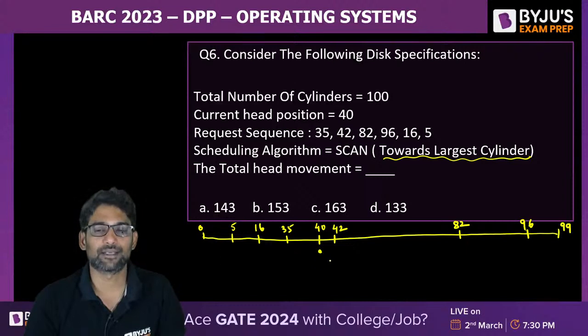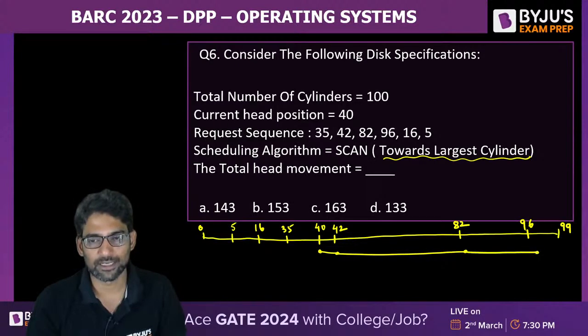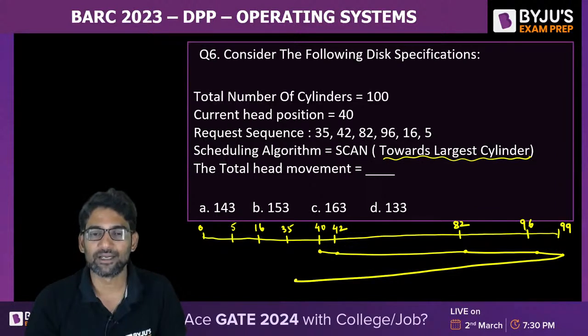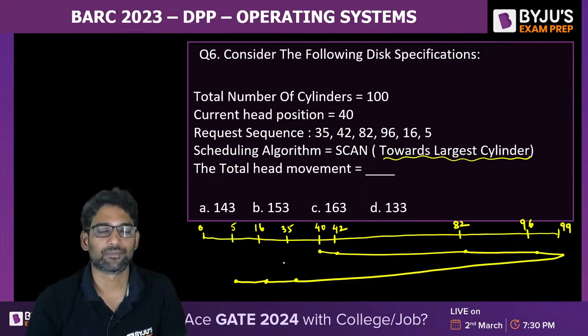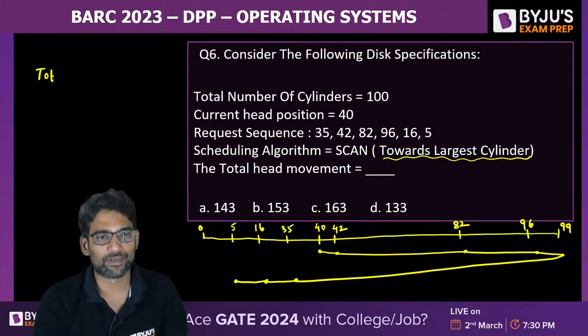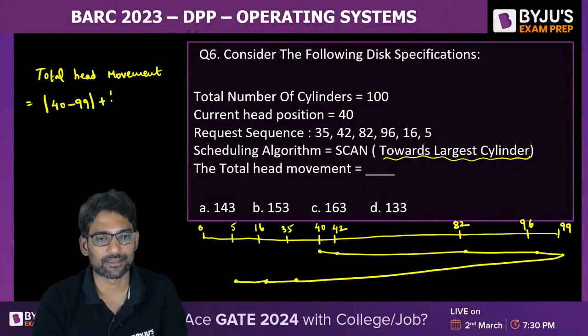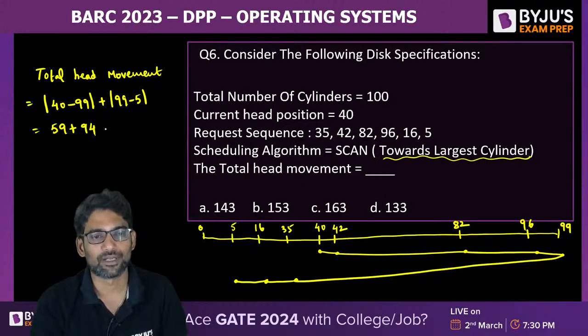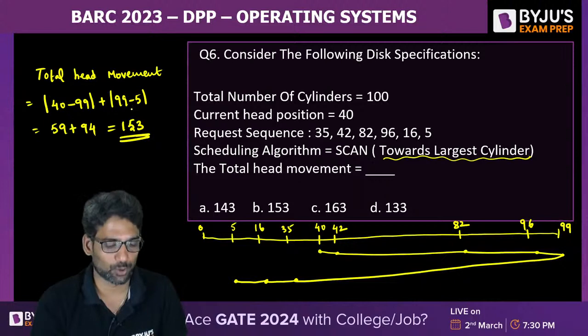Now, scan scheduling, moving towards largest cylinder. So, it go till 42, then 82, then 96, then 99. Why 99? Scan goes in that way. Go till the end. So, this is what the head movement. So, total head movement would be 99 minus 40 plus 99 minus 5. So, this is 59 plus 94. 59 plus 4, 63 plus 90, 153. 153 is the total head movement.